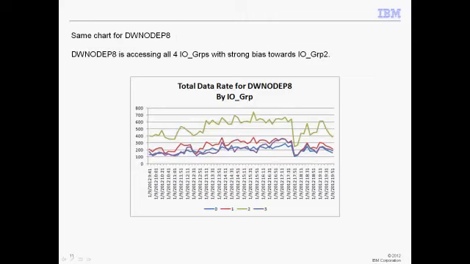Now in this graph we look at DW node P8. This is another one of the heavy hitters we saw from the by host report. Again, we're breaking the workload out by IO group. In this case, all 4 IO groups are being accessed, but again we see a strong bias towards IO group 2.